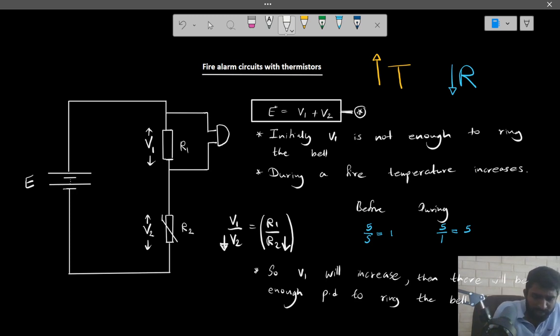Now you know that E, the EMF, is a constant. So if V2 decreases according to you, then what should happen? V1 should increase, because E is a constant. Either way, the potential difference across the resistor, which is the potential difference across the bell as well, will increase. So there will be enough potential difference for the bell to ring. So we can design fire alarms by using thermistors.